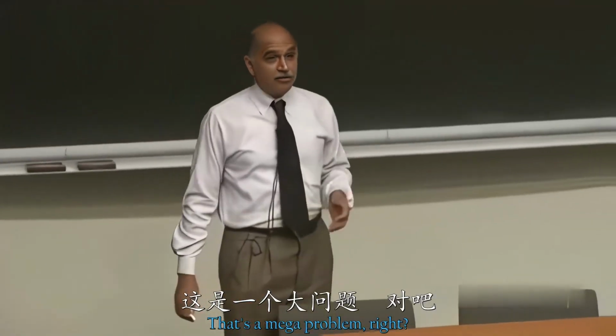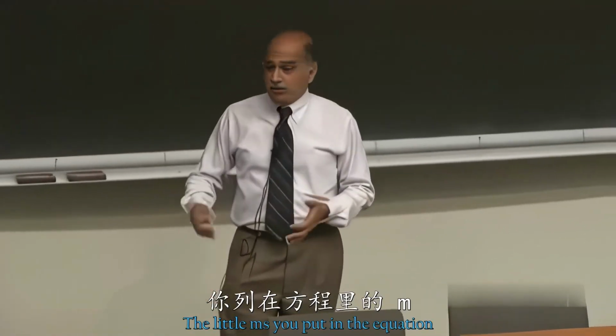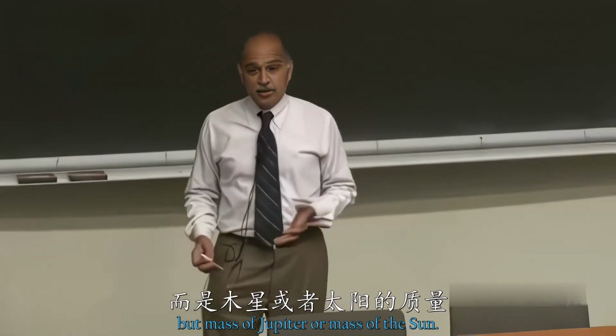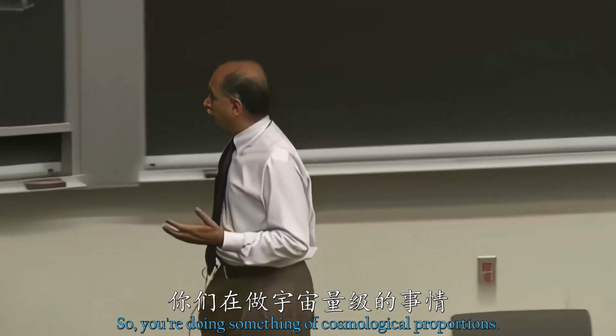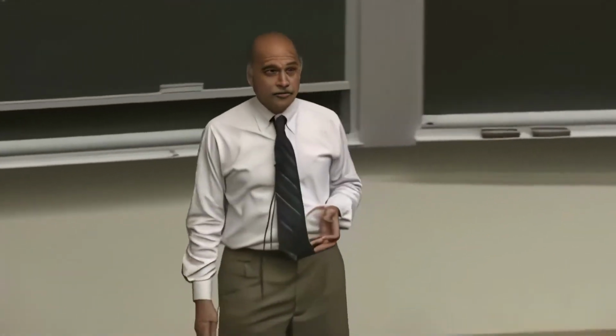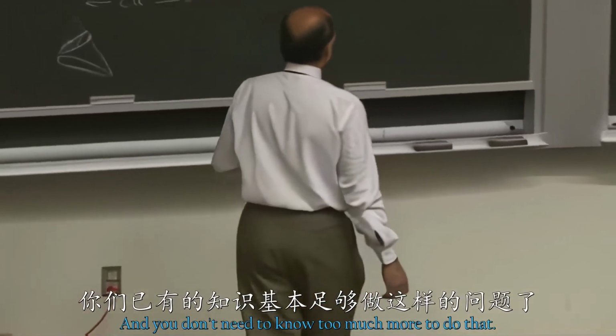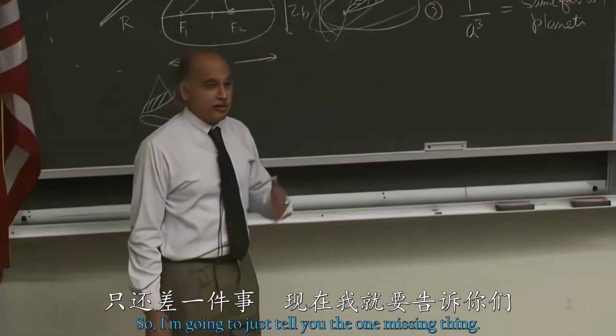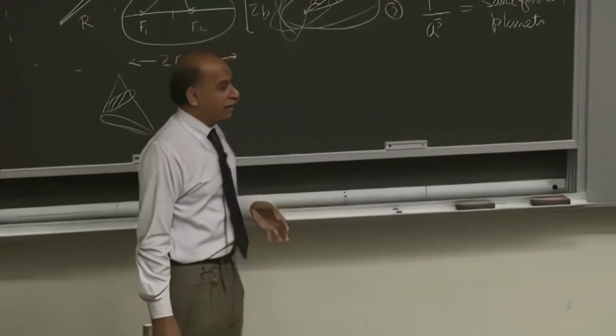That's the mega problem, right? The little m's you put in the equation are not the mass of a pulley or a plane, but the mass of Jupiter or the mass of the sun. So you're doing something of cosmological proportions. And you don't need to know too much more to do that. Okay, you're almost there. So I'm going to just tell you the one missing thing.